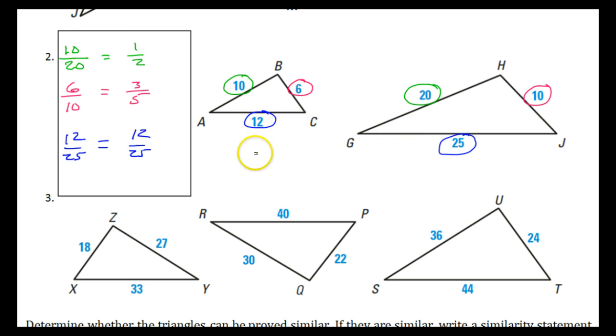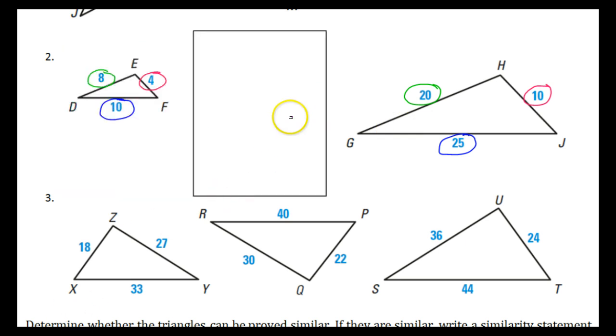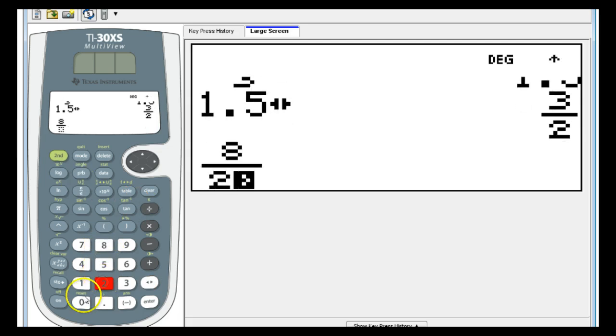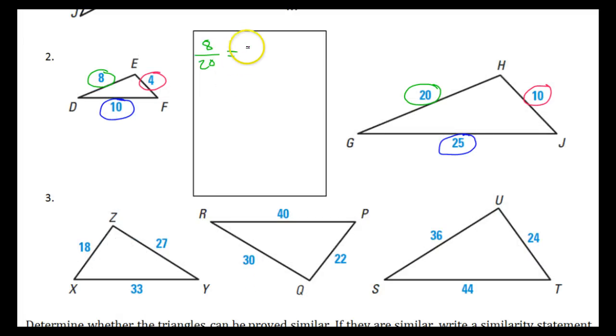Does that mean nothing is similar? Well, let's check the first triangle and the last triangle. Corresponding sides. So the greens would make 8 over 20. That's going to be like 2/5, right? 8 over 20. So that's 2/5.